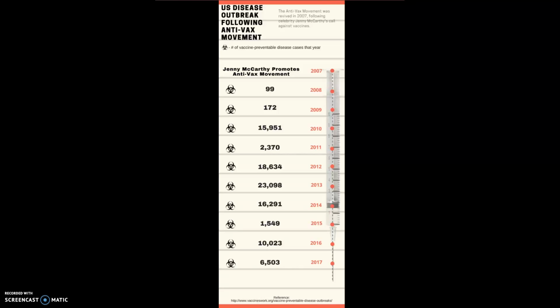I'm going to discuss the different design principles I used for my infographic representing the number of U.S. disease outbreaks following the revival of the anti-vax movement.